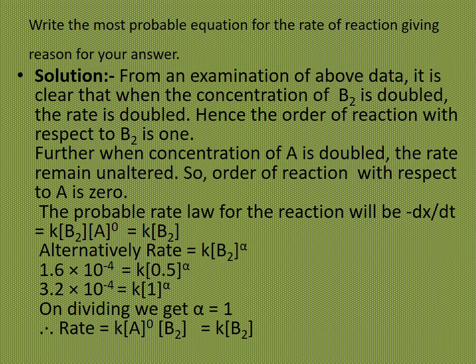So when we put the value of minus dx upon dt as 1.6 into 10 to the power minus 4, that will be equal to k into 0.5 to the power alpha. When we solve, we obtain the value of alpha as 1. So when we put this value, we obtain the rate k A to the power 0 into B to the power 1. So the equation of rate will be equal to k B to the power 1.